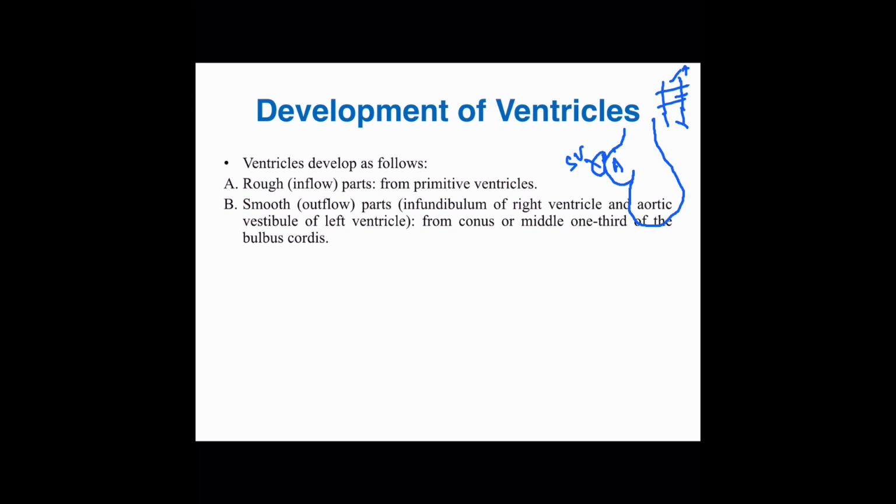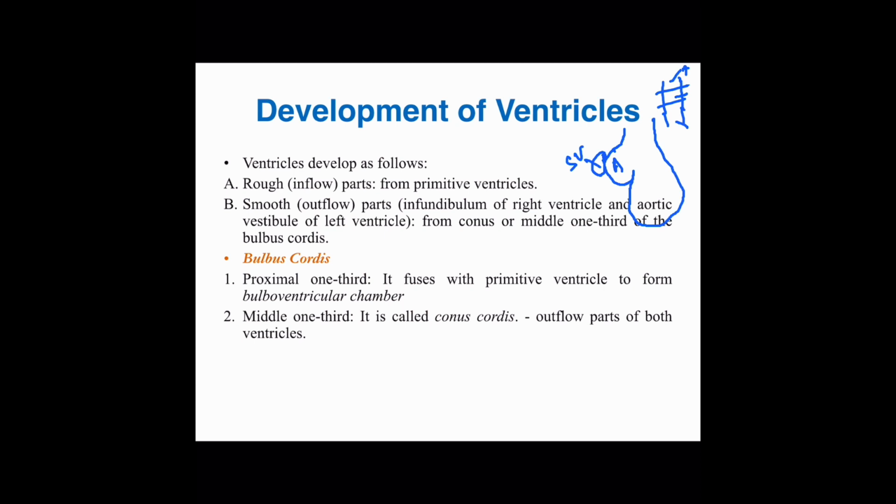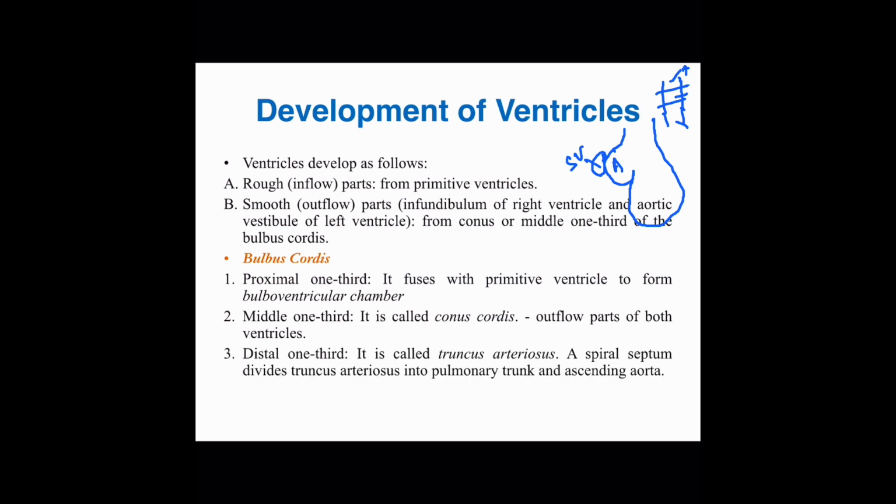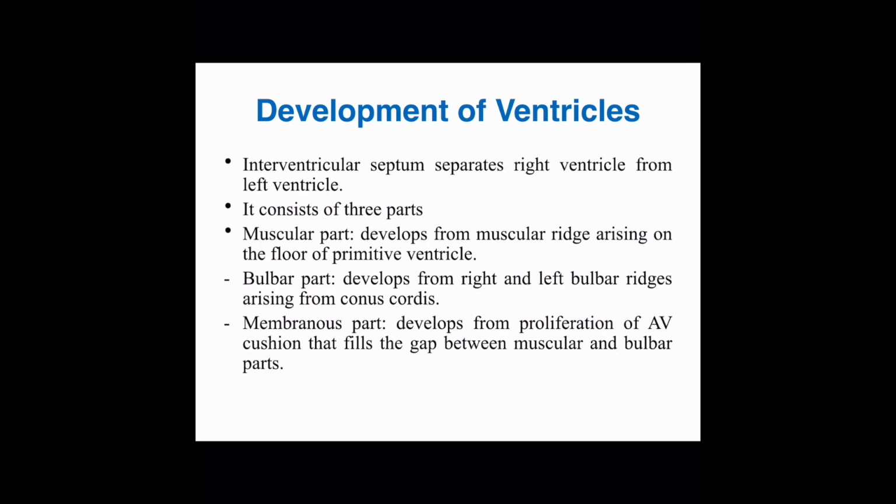Okay, so this bulbous cordis has a proximal part which fuses with the primitive ventricle to form the bulboventricular chamber, the middle part is conus, which is the outflow part, and the distal part is truncus arteriosus, which will develop the spiral septum. Okay, so now the development of the ventricle. The ventricle is having three different parts: muscular part, bulbar part, and the membranous part.